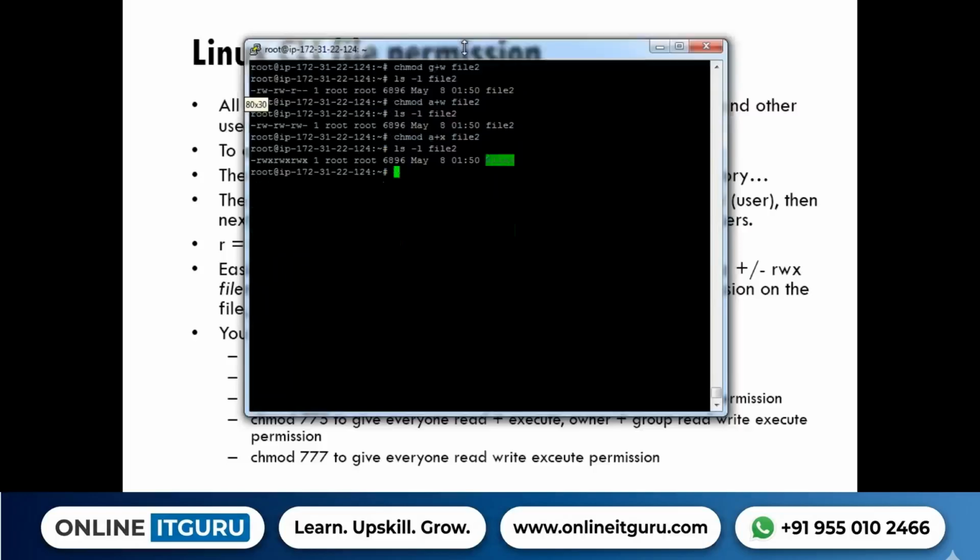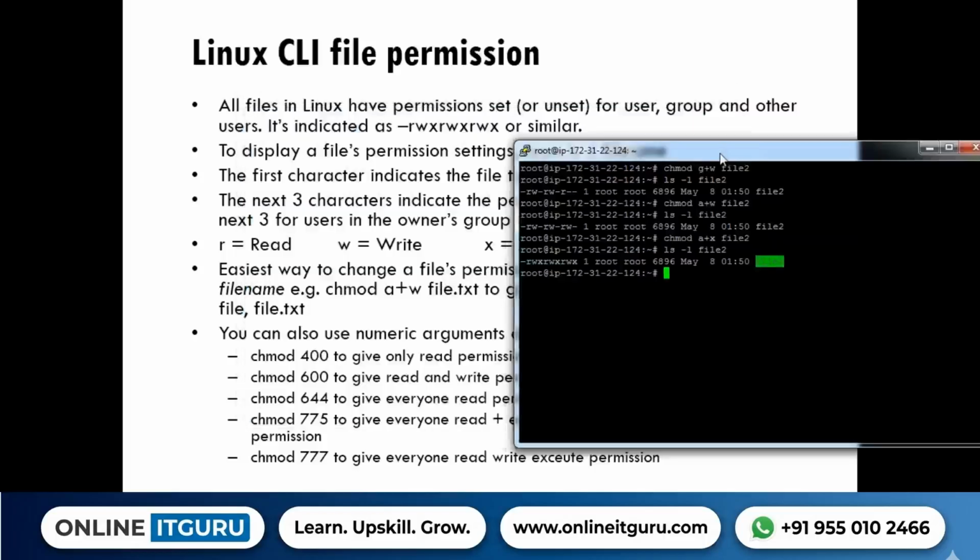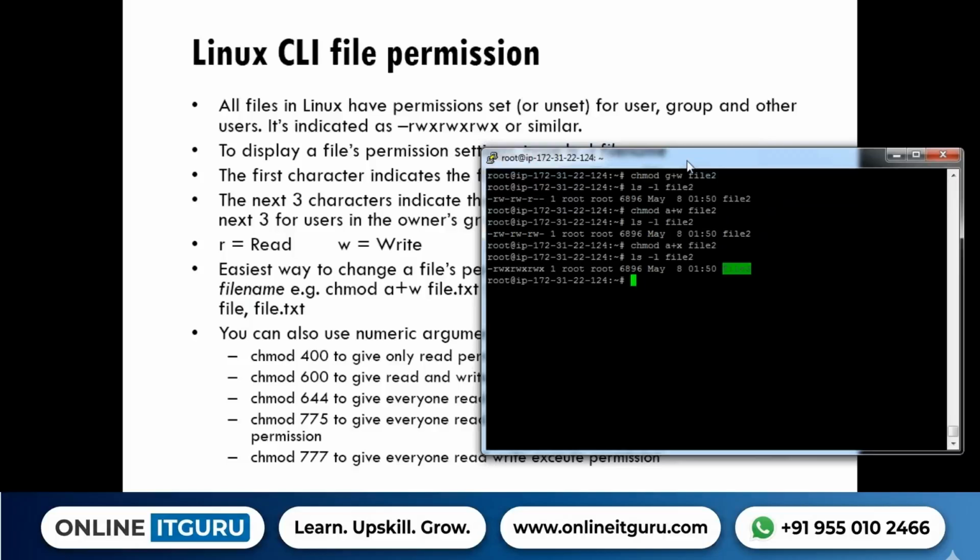I don't want to provide any kind of permission for the others here. Now what I will do is use the chmod command. You need to provide 3 numbers here. The first number is for the owner of the file, the second number is for the group of the file, and the third number is for other access.